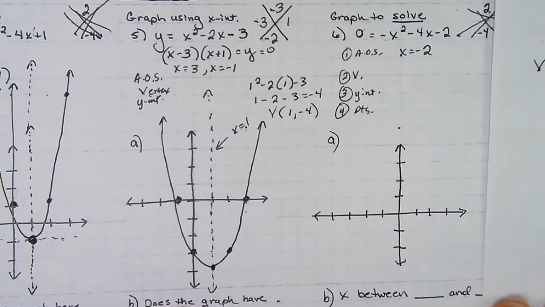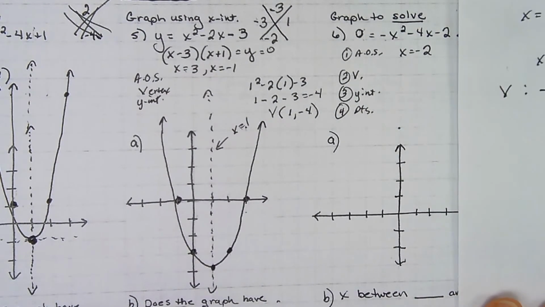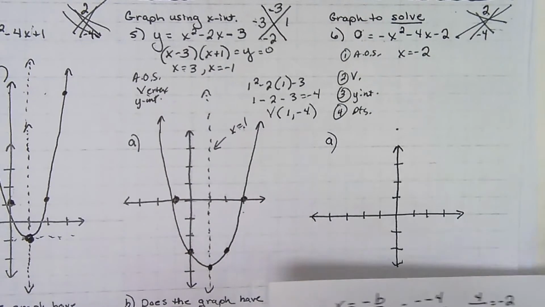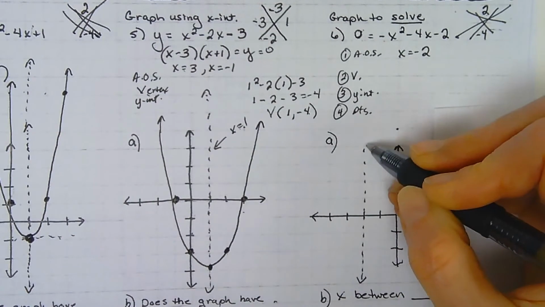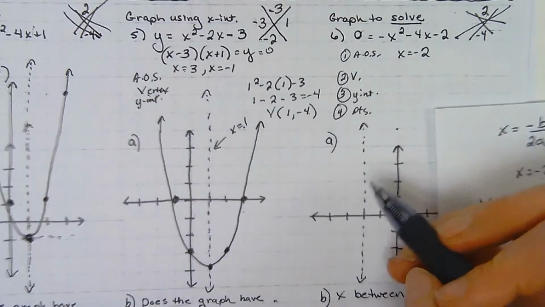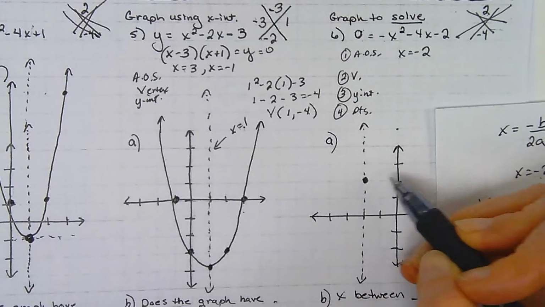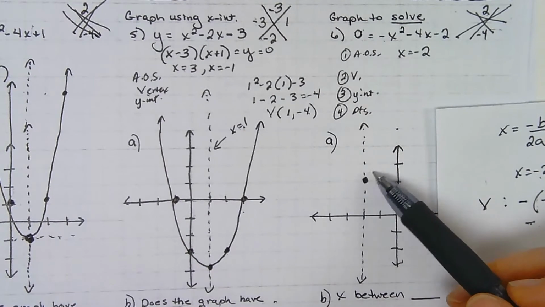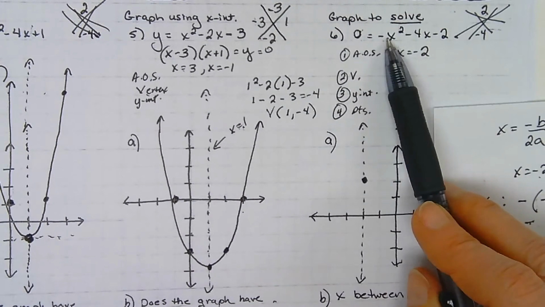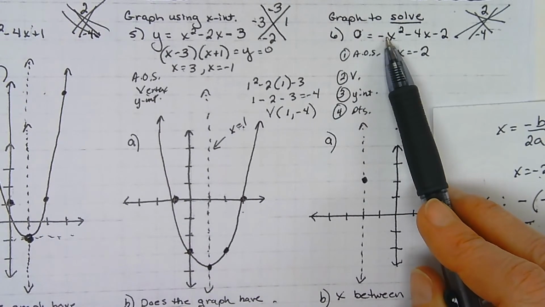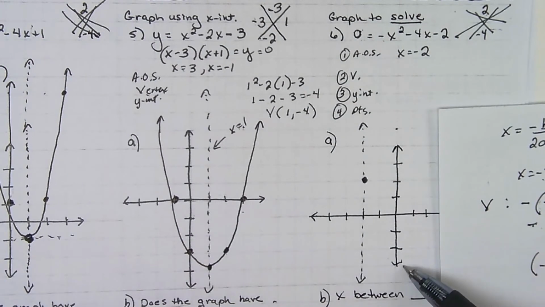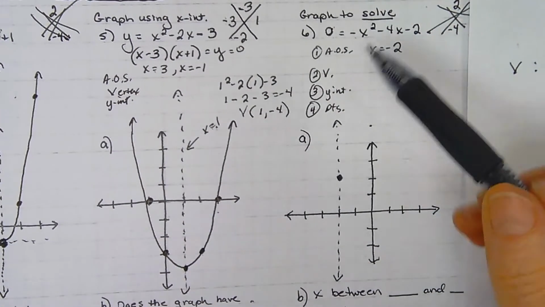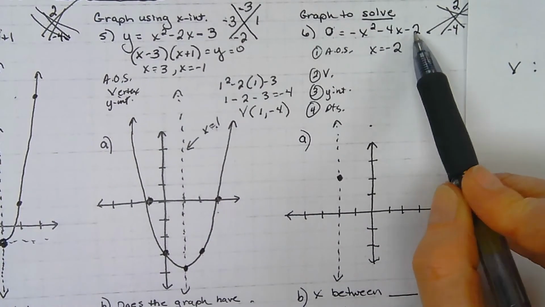I'm going to plot the axis of symmetry on this graph and the vertex. So the axis of symmetry was at x equals negative 2. The vertex is at negative 2, 2. Notice the vertex is up a little higher here. Is this parabola going to open up or down? It's going to open down because this coefficient of x squared is negative. So this parabola is going to open downwards. The y-intercept is negative 2.